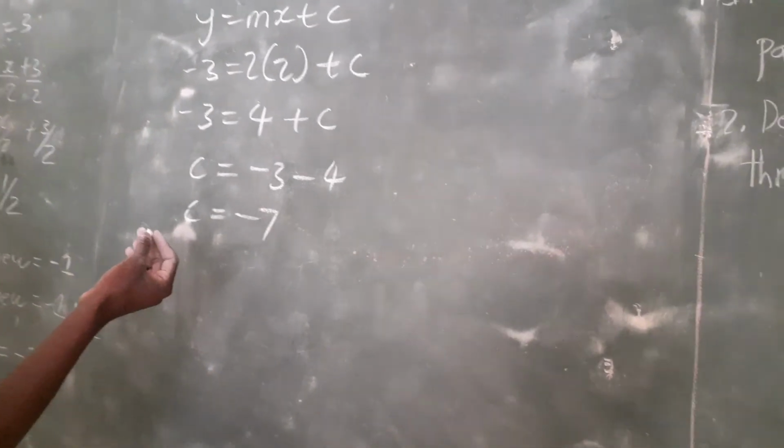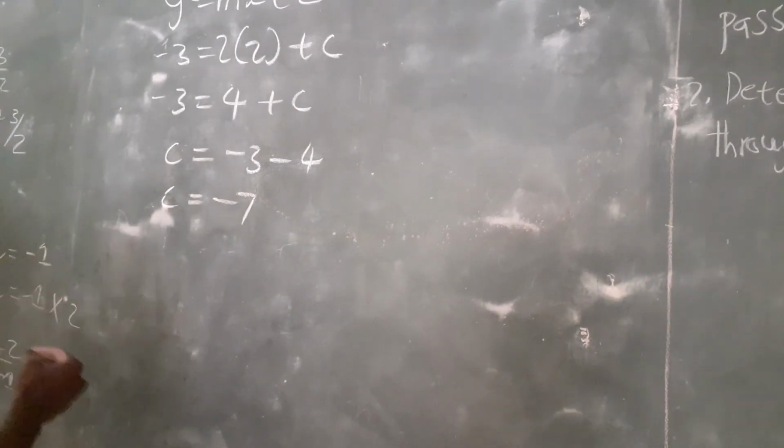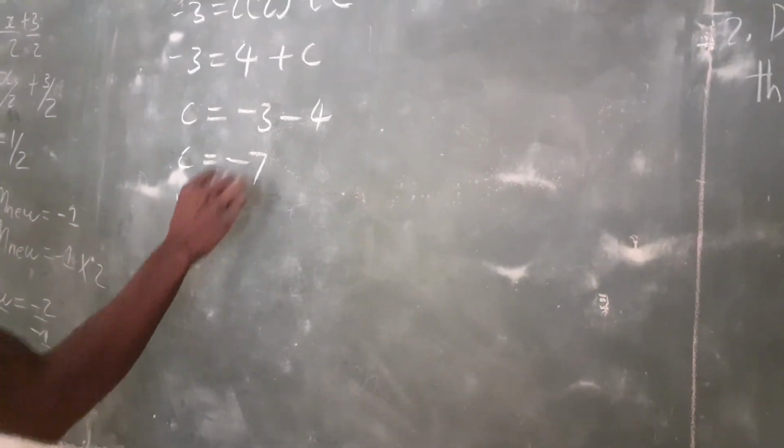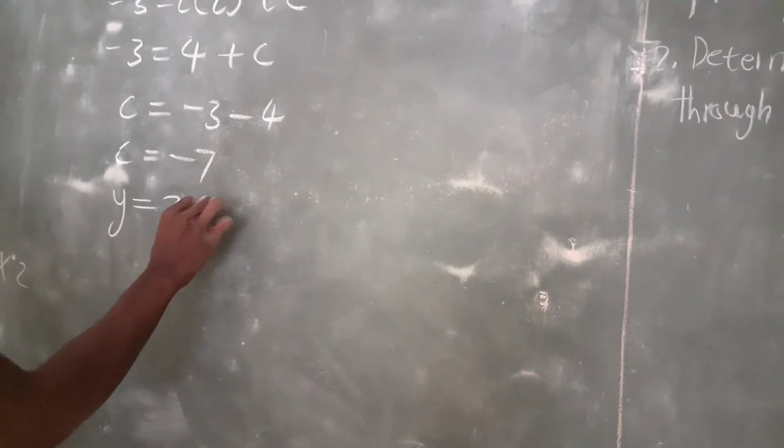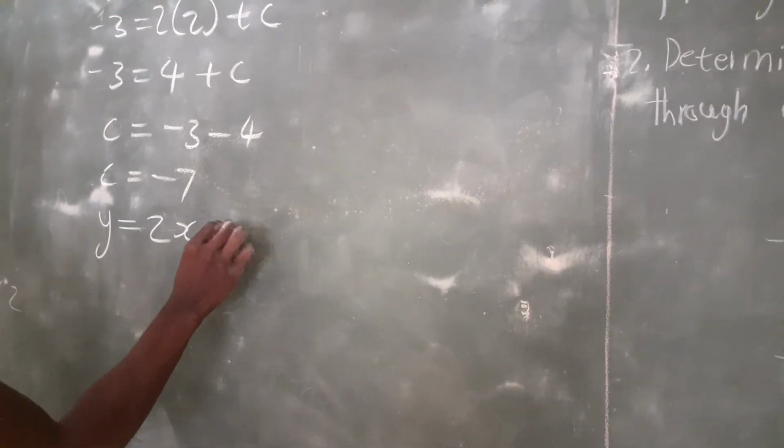From here is then that you can write the equation of a new line, which is going to be y is equals to, my gradient there is 2x, but my c here is minus 7.